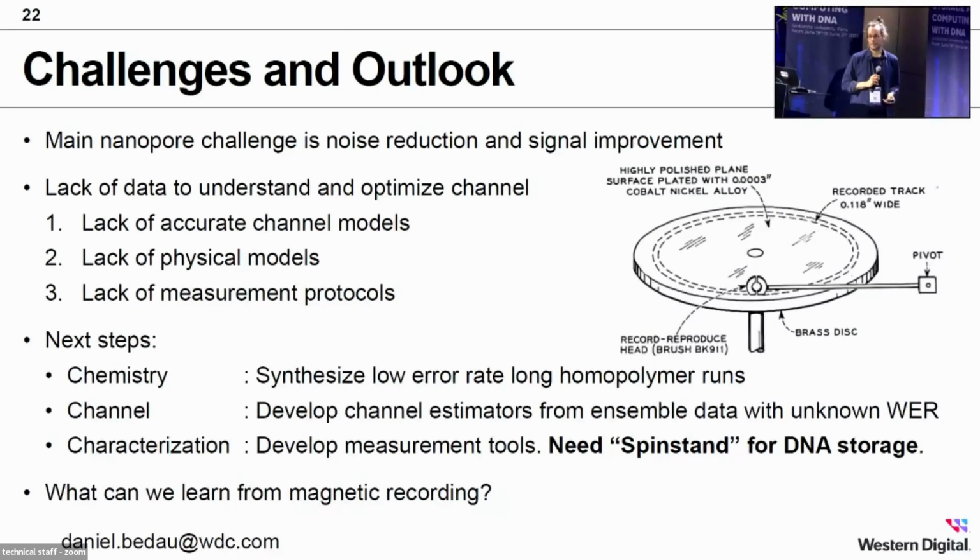So with that, I would like to conclude. Clearly, for nanopore, the main problem is the noise reduction and signal improvement. As far as data storage is concerned, the big problem is to develop optimal channel models or optimal encoding schemes. We need to understand how the underlying channel works, and we don't really understand this. We don't have good channel models, we don't have good physical models, and most importantly, we don't have any good measurements to do these things.